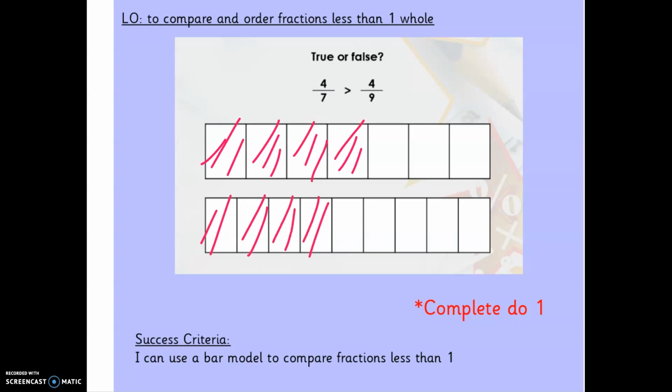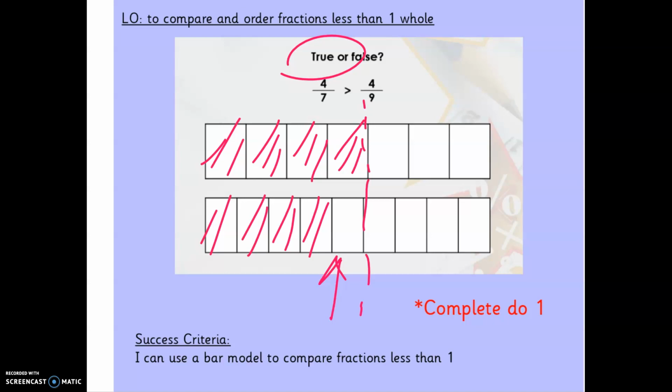Now, let's have a look. 4/7 and 4/9. I'm sure you'll agree with me that more of the bar is coloured in 4/7 than there is in 4/9, because to make them equal, we would have a blank square here. So 4/7, it is true, 4/7 is greater than 4/9.